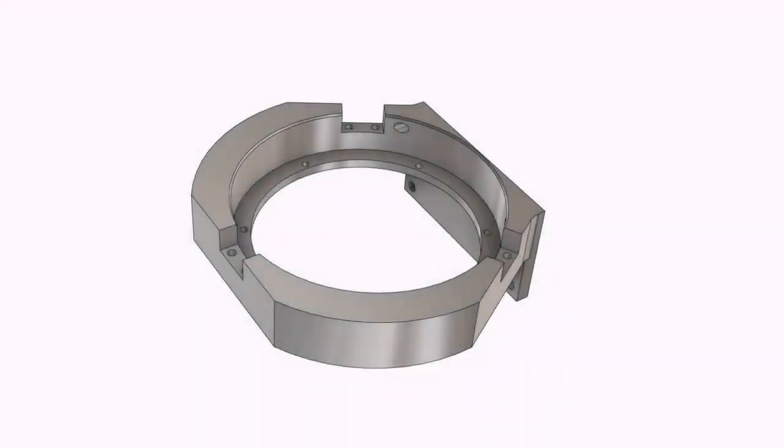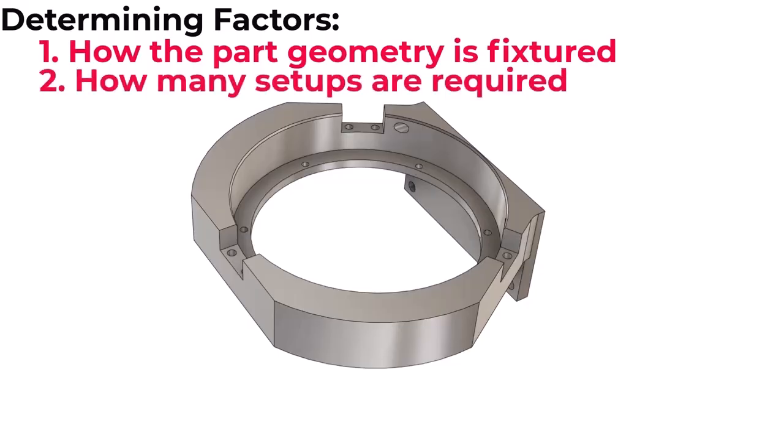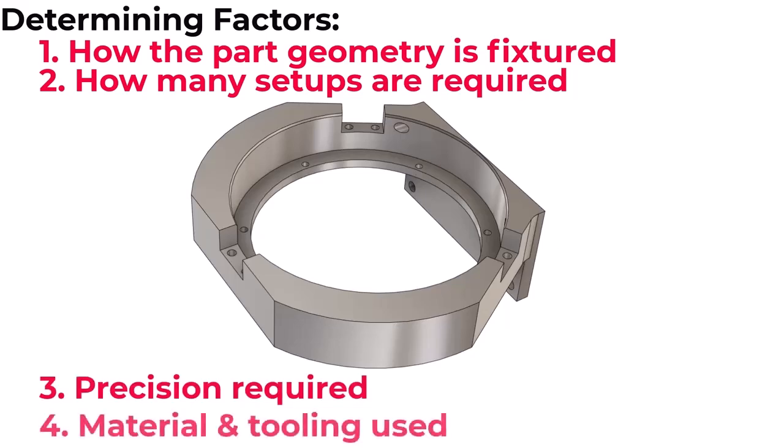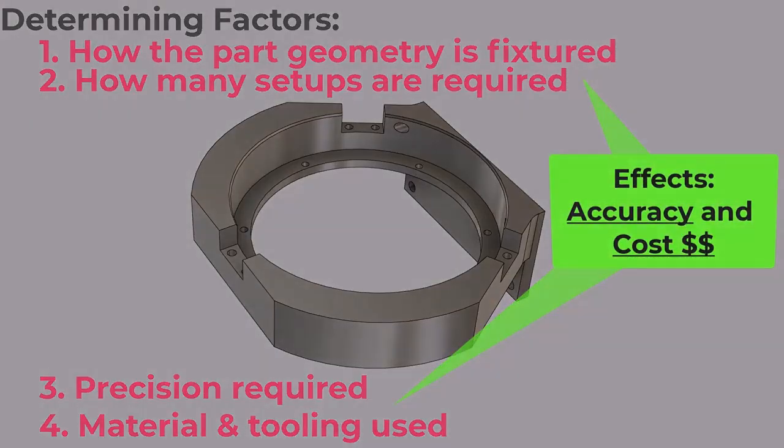The cost of machining a part is determined by several factors. 1. How the part geometry is fixtured. 2. How many setups are required. 3. The precision required. And 4. The material the part is made of and the tooling to be used. All of these affect the accuracy and cost of the part.